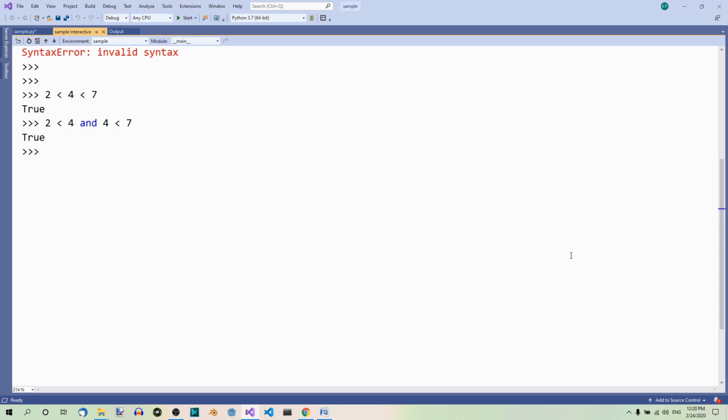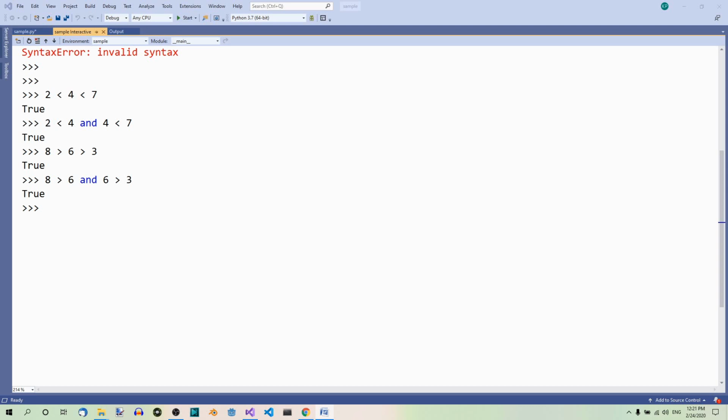Now it works the same for the greater than operator. For example, 8 is greater than 6 is greater than 3. This is true. Now this could be rewritten as 8 is greater than 6 and 6 is greater than 3.